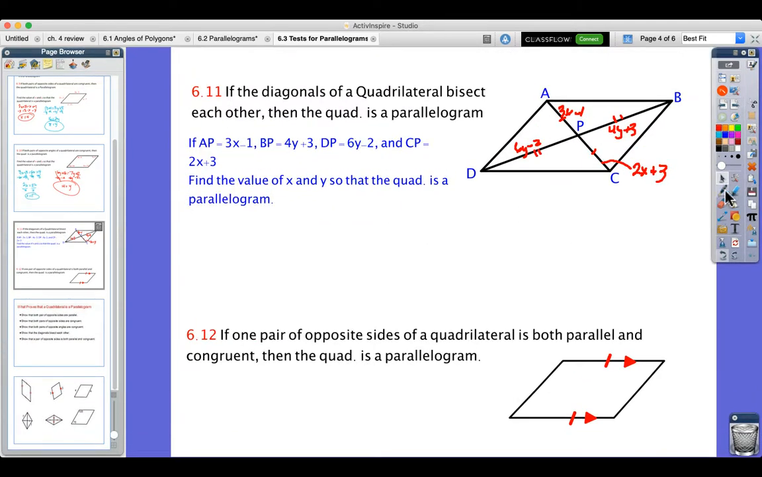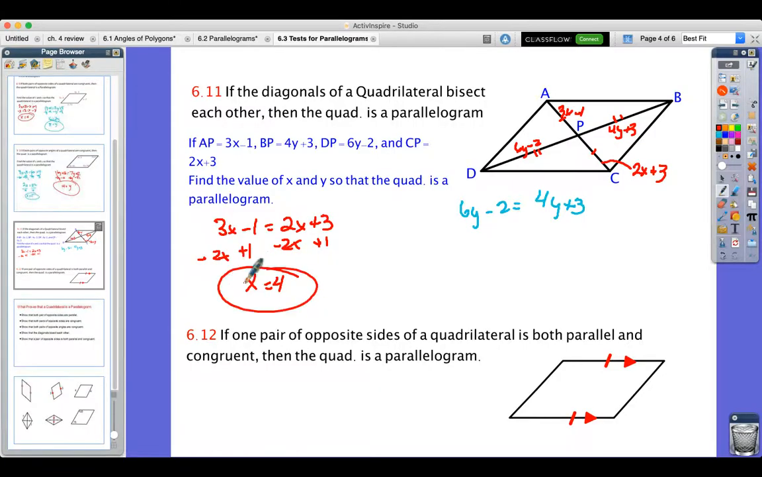So we'll start with the x's. We'll say 3x minus 1 equals 2x plus 3. And then for the y, we'll go ahead and set it up: 6y minus 2 equals 4y plus 3. So we'll start with the x's right here. So minus 2x, plus 1, plus 1. So we're left with 1x, sorry, that's my bad. 3 minus 2 is 1. So x equals 4 right there.